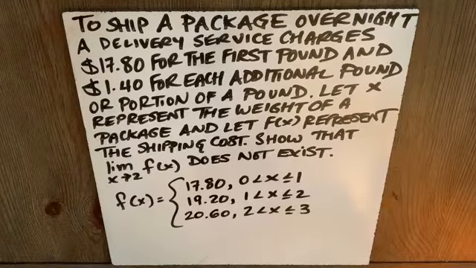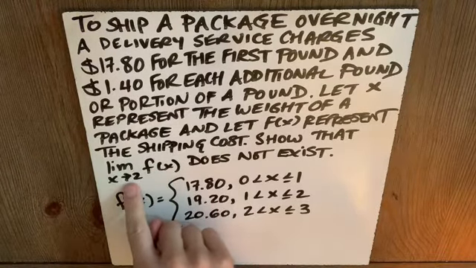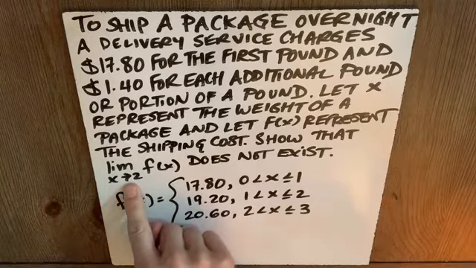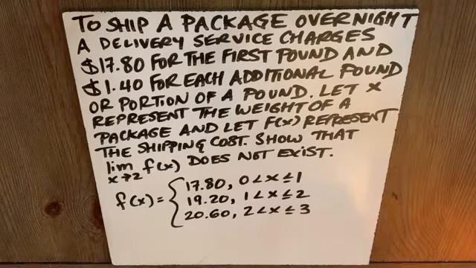Let X represent the weight of a package and F of X represent the shipping costs. Show that the limit of F of X as X approaches 2. Now, if you have this written just like this, that's a two-sided limit. That means we're going to squeeze in on X equals 2 from both sides. Show that this limit does not exist.